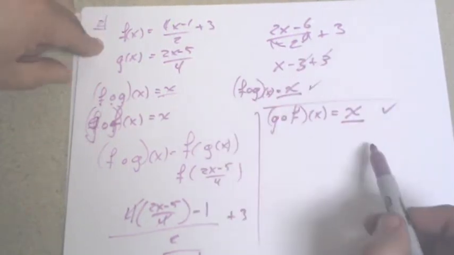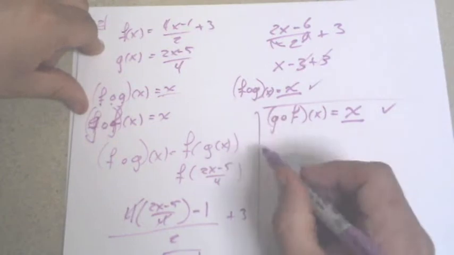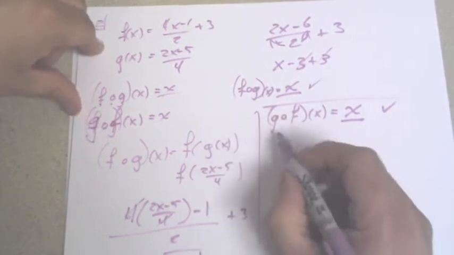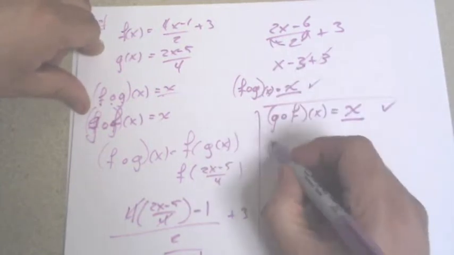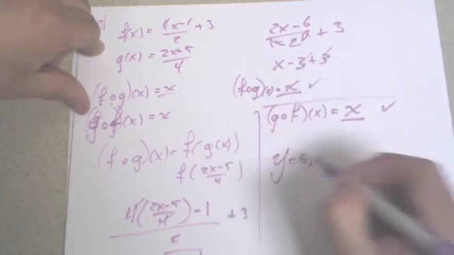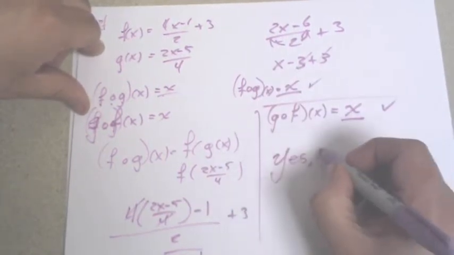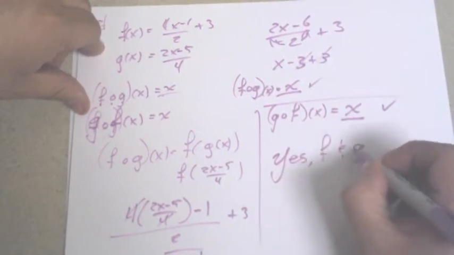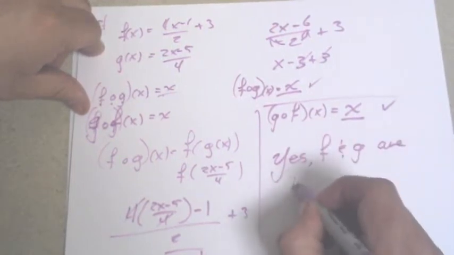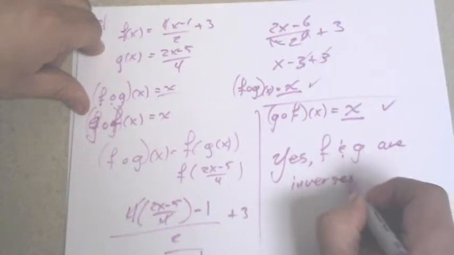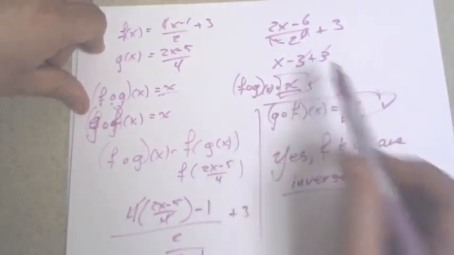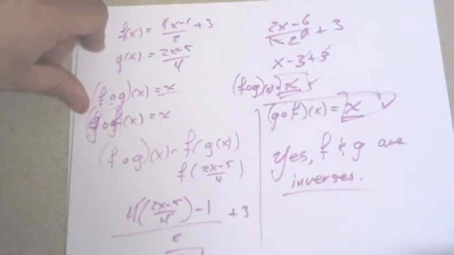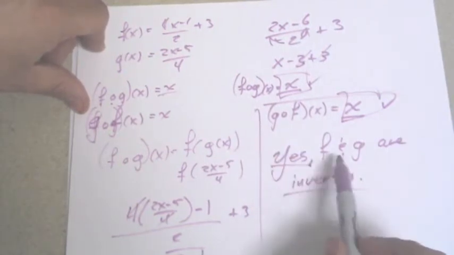Since they both equal identically x, you want to give me your interpretation. You were asked, are they inverses? So the answer to that question is yes. f and g are inverses. Be sure you answer that. The answer to this question is not x and x. The answer to the question, are they inverses, is yes, they are inverses.